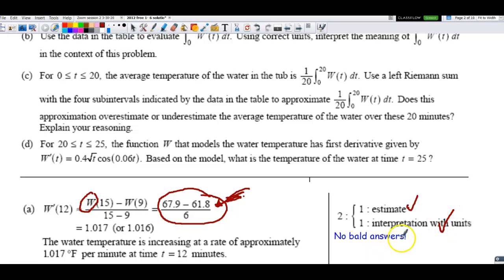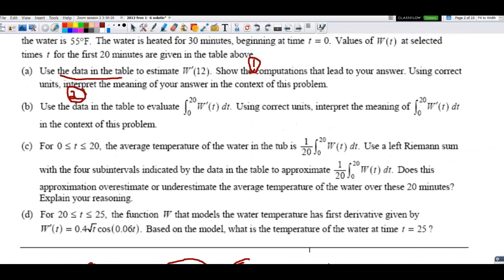And what I mean right here when I say no bald answers is you cannot just report 1.017 or 1.016 and expect to get credit. You will not get credit for that bald answer. All right, let's go back and look at letter B.